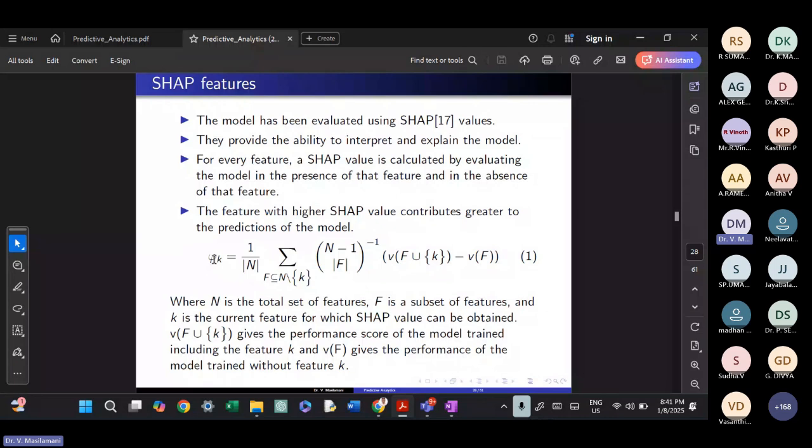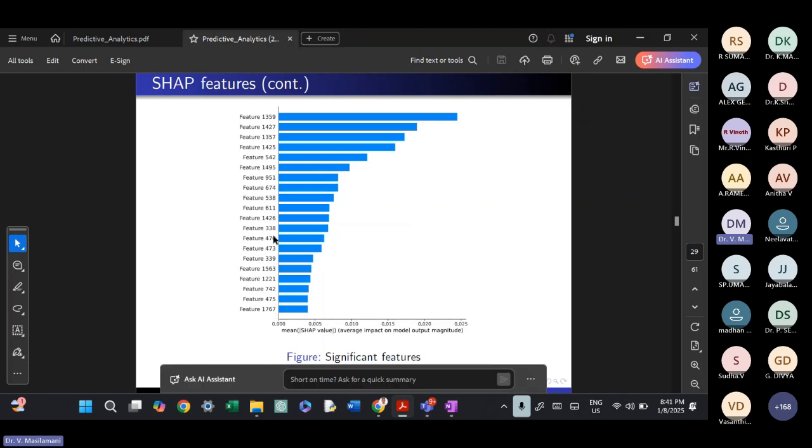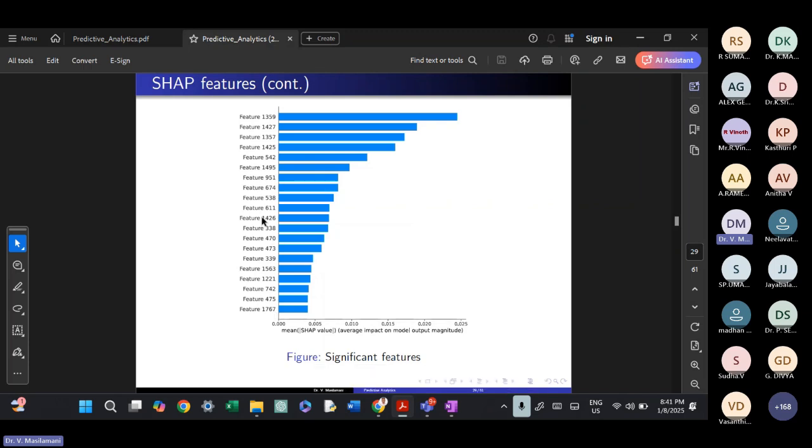So this SHAP feature will tell the importance of feature K. Phi K is the SHAP feature value for the feature K, right? And you can see in the next chart, these are all feature numbers. In a feature vector, we have feature 1, 2, 3, and so on up to the largest index feature, right?